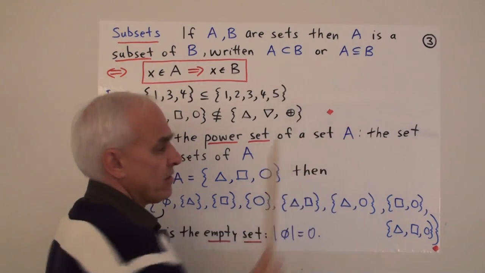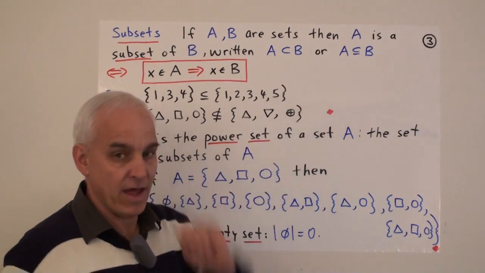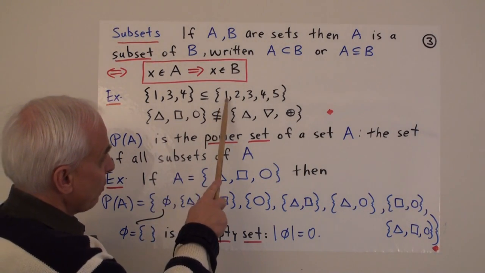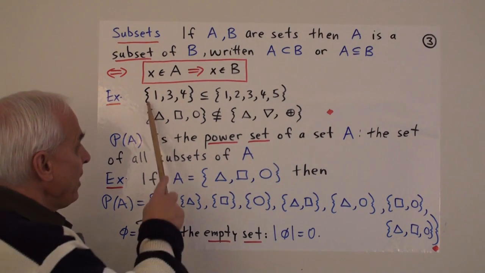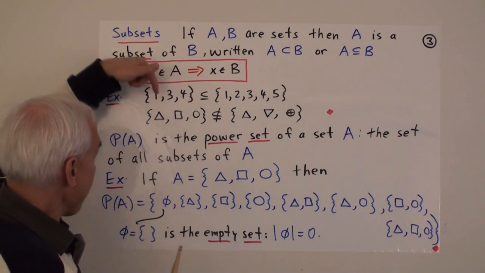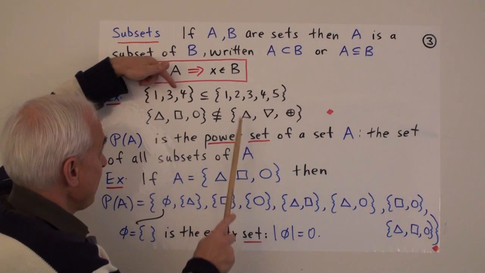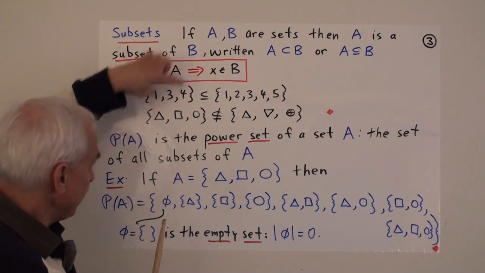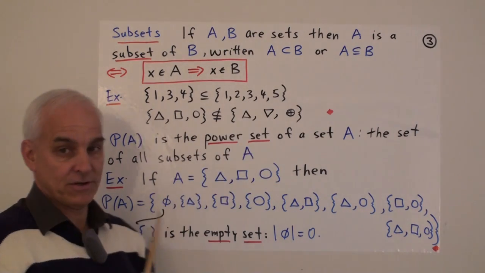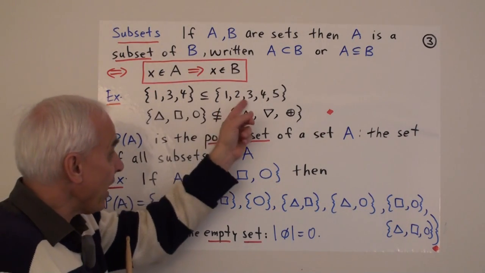These two different notations are equivalent. They mean the same thing. Some textbooks will use this and some will use that. So for example, here's a set 1, 3, 4. Here's another set 1, 2, 3, 4, 5. This set is a subset of this one because every element in this set is an element of this set. The 1 is, the 3 is, and the 4 is. So this is a subset of that. We would not say that this set is an element of this set because it's not. What is true is that every element of this set is an element of that set.